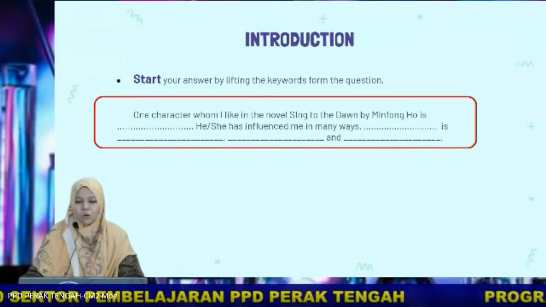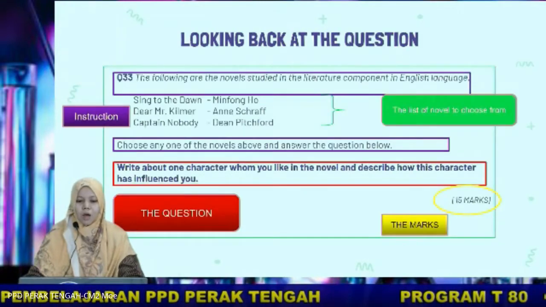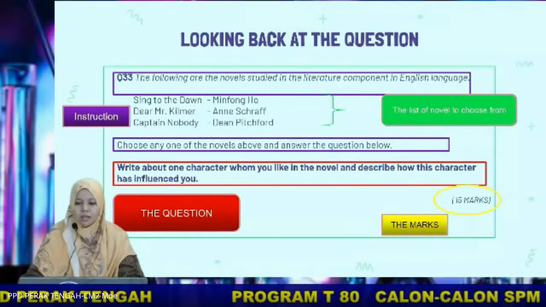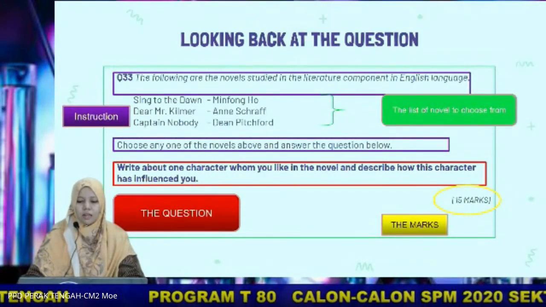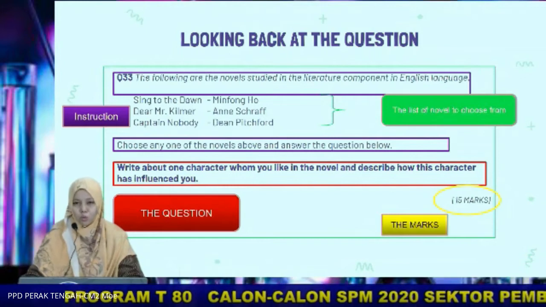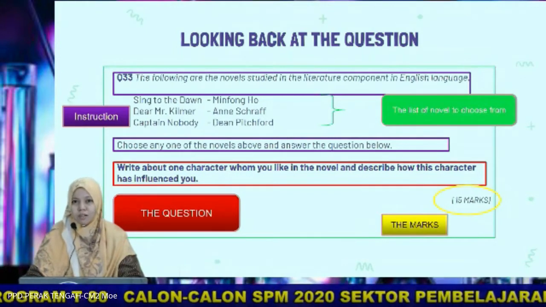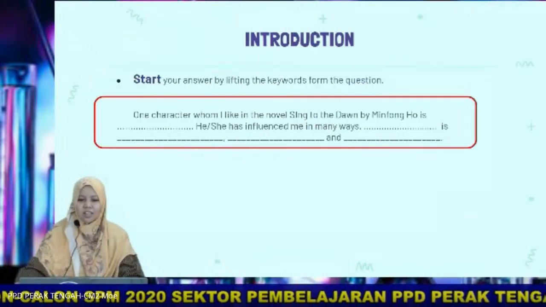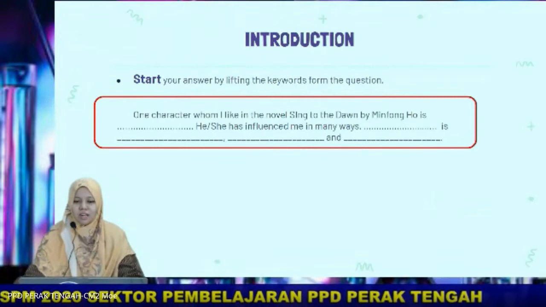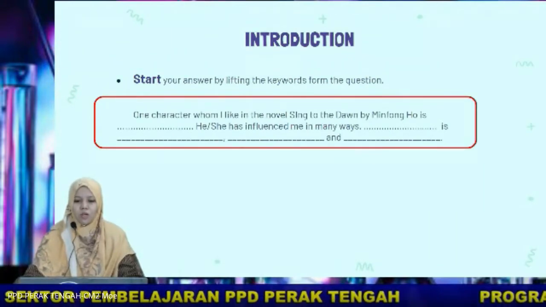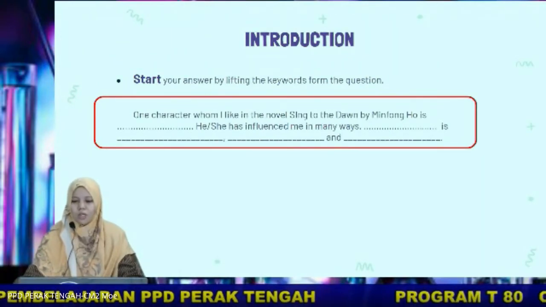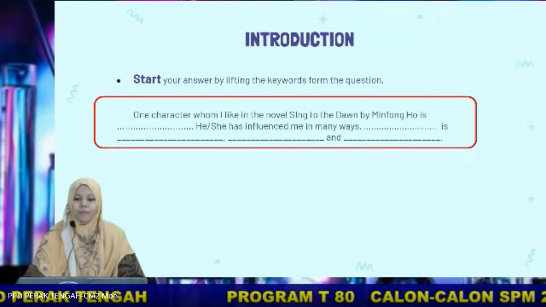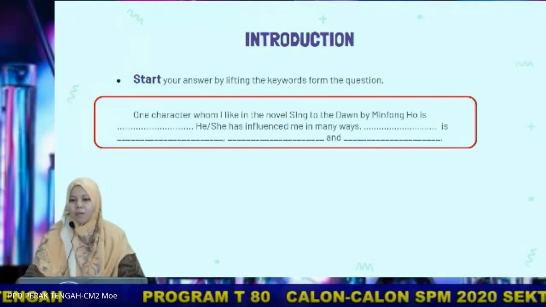There are 2 layers of question just now. Write about one character whom you like in the novel, the first layer. And the second layer, describe how this character has influenced you. So this is a double cheeseburger, because you have 2 layers of question. Okay, so you have answered there. First layer, one character whom I like in the novel Sing to the Dawn is Dawan, for example. Second layer, she has influenced me in many ways.